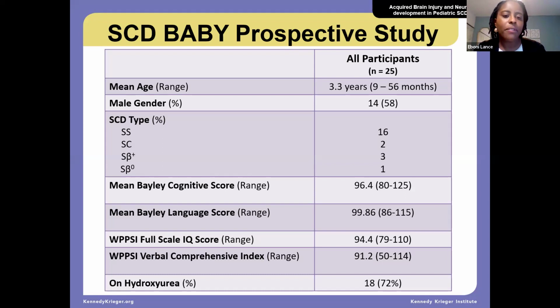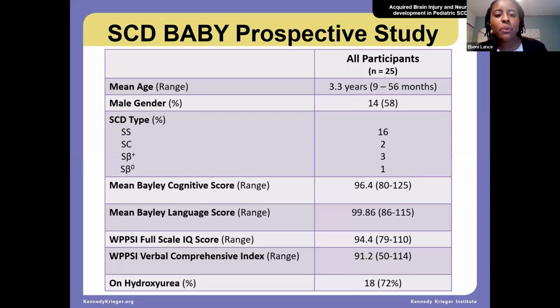These patients have cognitive scores in the normal range, and we are doing different tests depending on their age, starting off with the Bayley and then looking at the WPPSI. And then a majority of these patients are on hydroxyurea, as recommended for young children with sickle cell disease to be started on hydroxyurea as soon as possible.